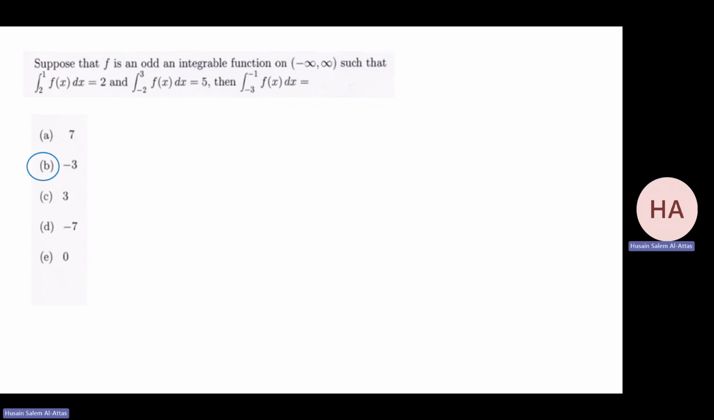Suppose that f is an odd function, odd. Okay. And you have to check this one provided these two. So I start from minus 3 to minus 1, f of x dx. Okay. I have minus 3. I don't have minus 3.